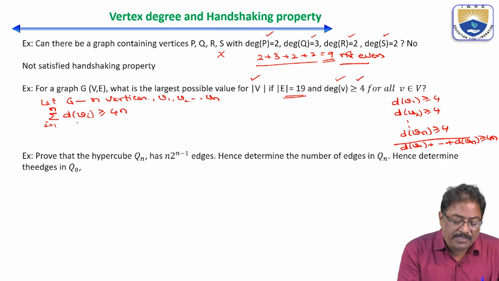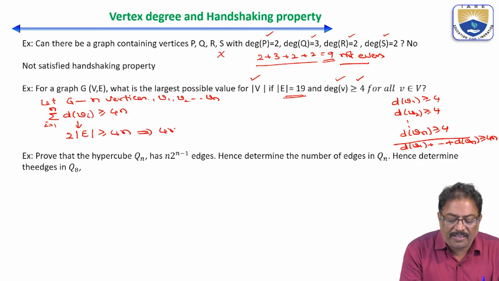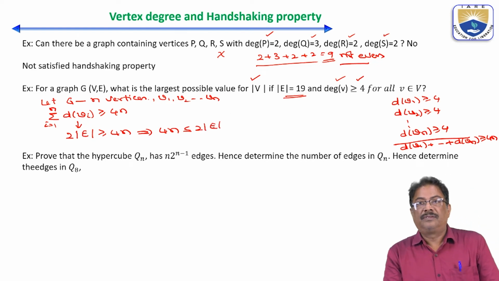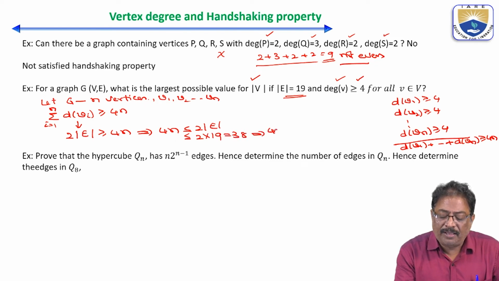Now by using the handshaking property, this is 2 times the number of edges, which is greater than or equal to 4n. So 4n is less than or equal to 2 times the number of edges, which is 2 into 19, so 38. So 4n is less than or equal to 38, and n is less than or equal to 38 by 4.